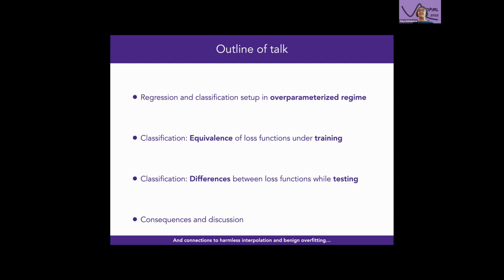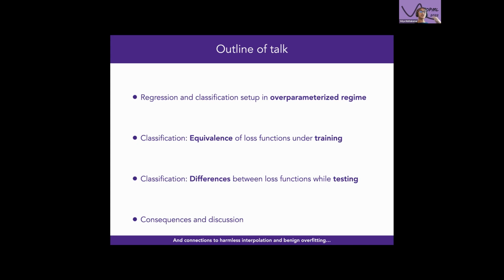So here's a rough outline of what I'm going to talk about today. Just to get everybody on the same page, I'll begin with a brief setup of the overparameterized linear model that we're going to consider. And I'll focus on the different types of solutions that we will study in both regression and classification. And after that, I will proceed to talk about the actual influence of different choices of loss functions, both at training and at test time.